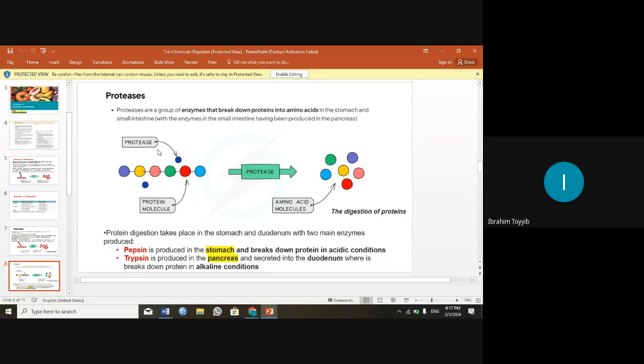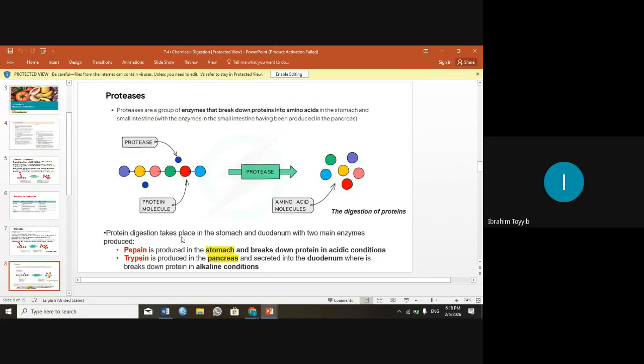Can you see, proteases act on protein molecules to break them down to what? Amino acid molecules. So proteases are a group of enzymes that break down protein into amino acids in the stomach and small intestine, with enzymes in the small intestine produced in the pancreas. So that means proteins can also be broken down inside the stomach into amino acids after being acted upon by pepsin.